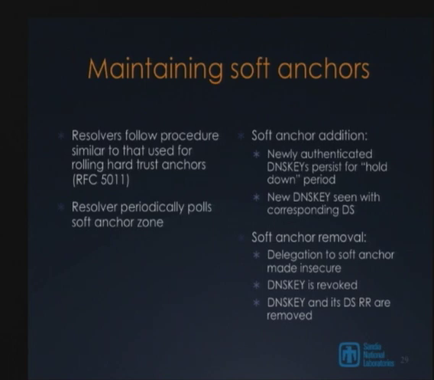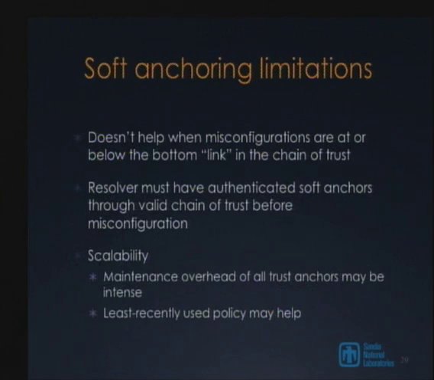The way that they're removed is if the delegation is ever made insecure, meaning the DS records at some point in the line are pulled so that there's no path of trust to the bottom nodes, the zones below, I should say, then the soft anchor is removed. Likewise, if the DNS key is revoked at some point, then it's removed as a soft anchor. Or if a DNS key and its DS resource record are removed, then that's how it's removed. So that's kind of the logistics behind how this works.